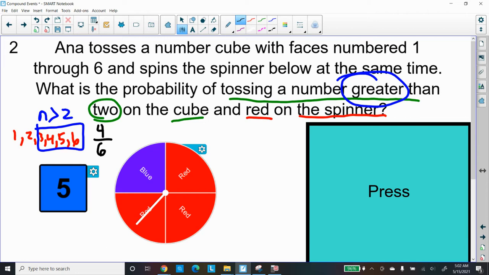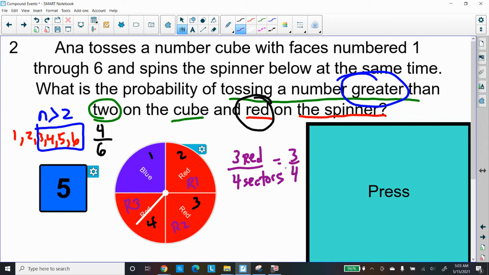Now let's deal with the red. On the spinner, we have 4 different sectors, 1, 2, 3, 4 different sections. We're interested in the ones that are red. So we've got 3 reds. We've got a red 1 sector, red 2, and a red 3. So we've got 3 red out of a total of 4 sections or sectors. So the probability of getting a red would be 3 out of 4.